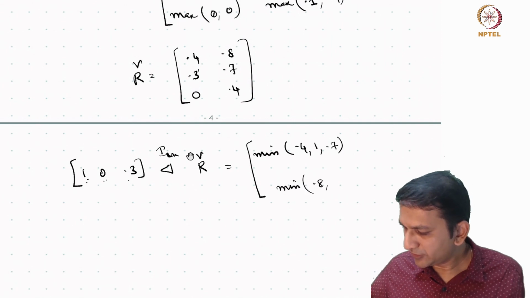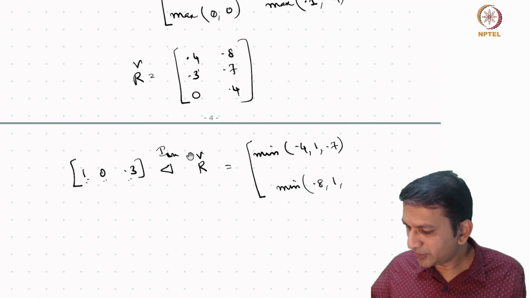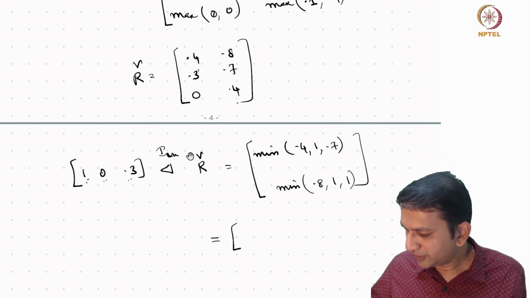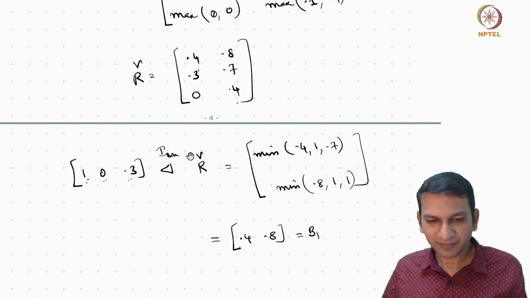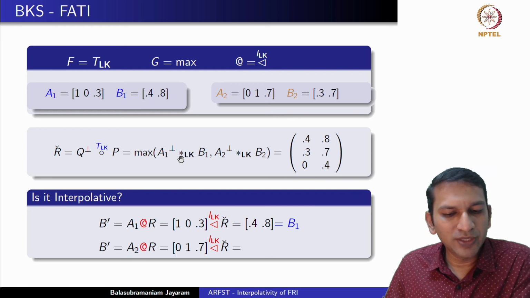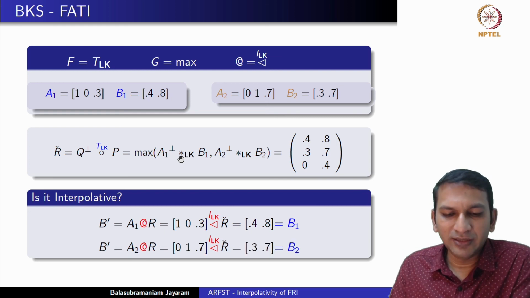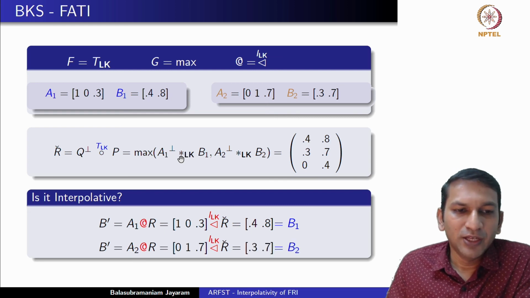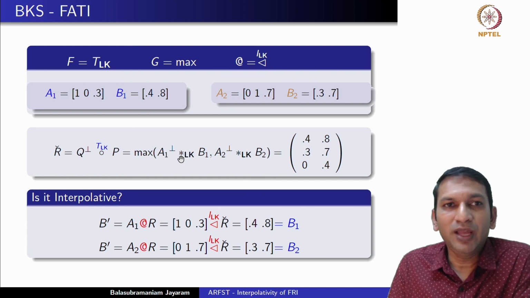1 implies 0.8 is 0.8. 0 implies 0.7 is 1. And 0.3 implies 0.4 is 1. So the output that we get is 0.4, 0.8, which clearly is B1. Similarly, if we give A2 as the input, we can easily check that we get B2 as the output. So it seems to work even for BKS.